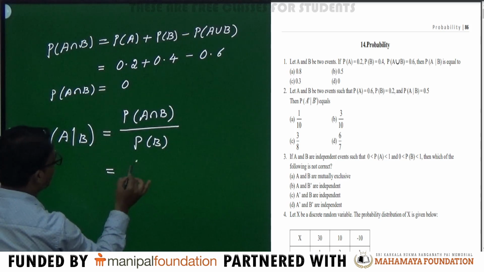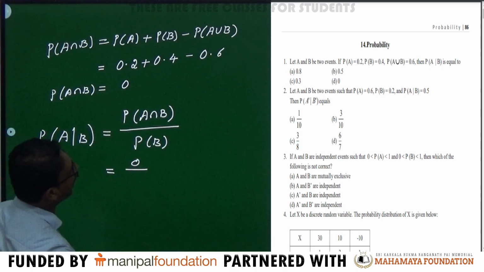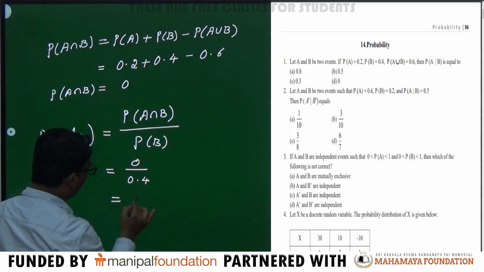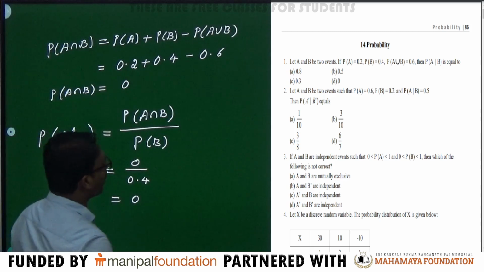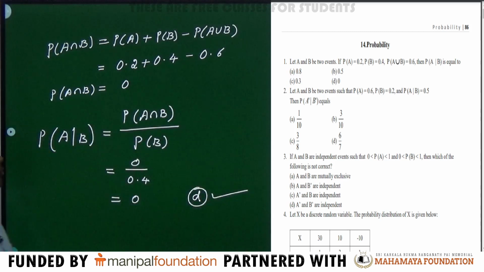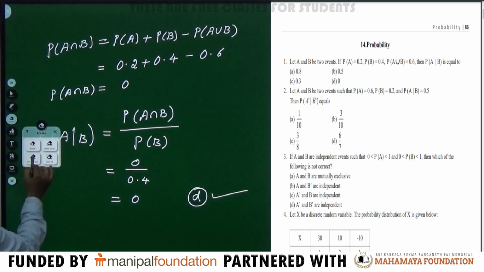So final answer is 0 upon probability of B value is 0.4, 0 by non-zero is 0. Therefore, the correct answer is option D. This is the solution to the first problem. Second question.